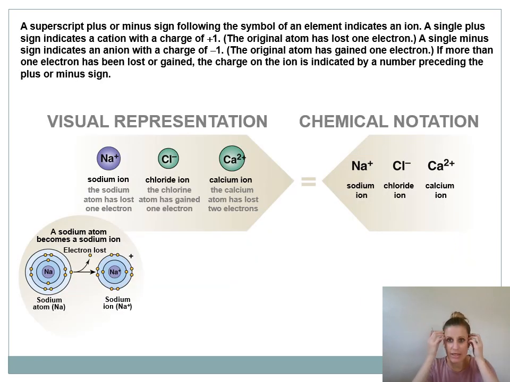And then finally, ions. If something has a charge, we put it up here, superscript at the top. If there's just the plus sign, that means it's 1 positive charge. If it's just the negative sign, that means it's 1 negative charge. If it's more than 1, we put the number. So 2+. Calcium, for example, is a cation with a charge of 2 positive charges. Sodium only has 1 positive charge, so it just has the plus sign.